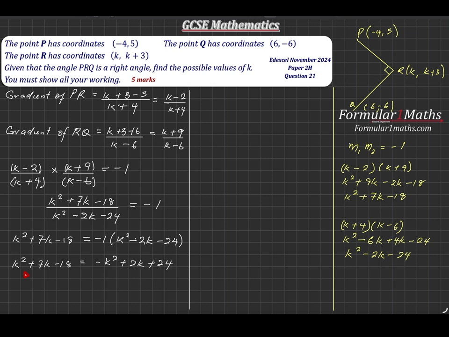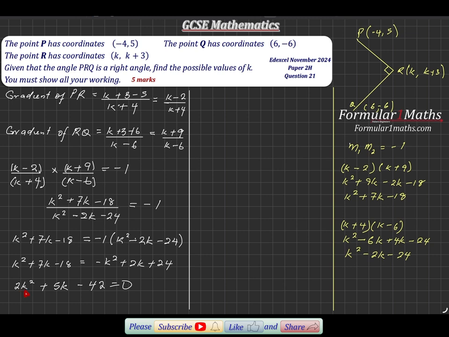I'm going to rearrange this equation to get a quadratic in k that I can solve. So I'm going to take all the terms on the right-hand side to the left-hand side. If I do that, I'm going to get 2k squared, and that will be k squared plus this one here, and then 7k minus 2k will be plus 5k, and then minus 18 minus 24 will be minus 42 equal to 0. So I've got a quadratic in k, which is 2k squared plus 5k minus 42, that I can solve to find the values of k.